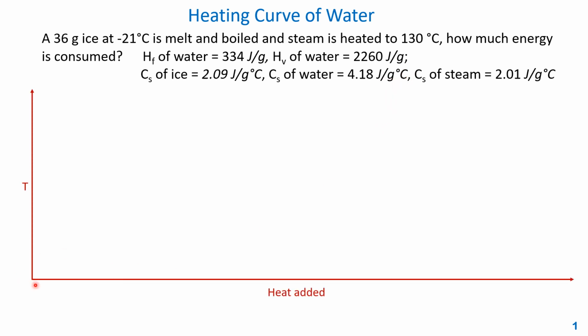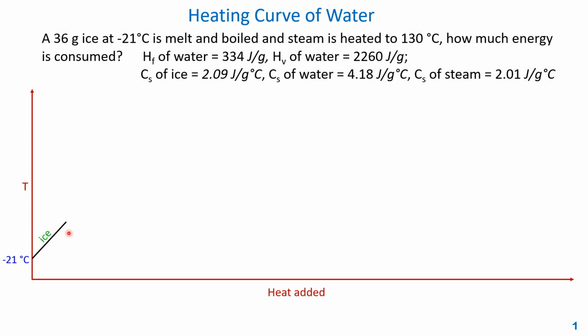First, we have this. It's actually a heating curve. The x-axis is heat added, and the y-axis is the temperature increase. The initial temperature of the ice is negative 21 degrees. It's cold, basically the temperature of the freezer. If you heat the ice, the temperature will increase until 0 degrees, which is the melting point of ice.